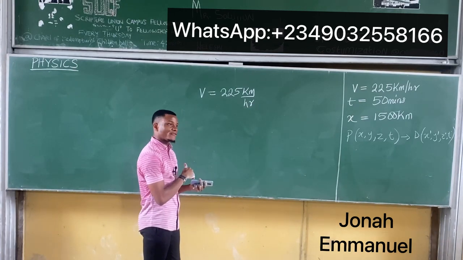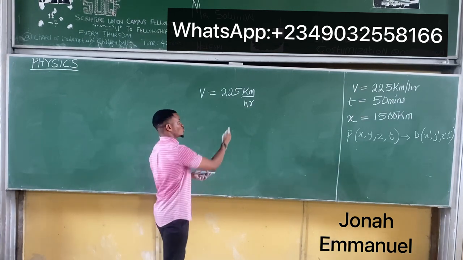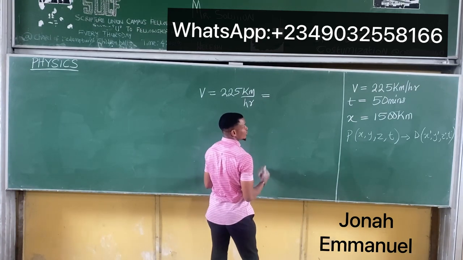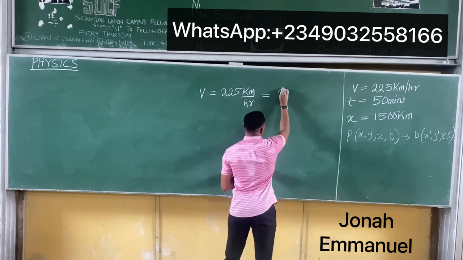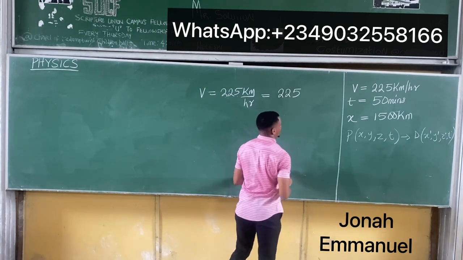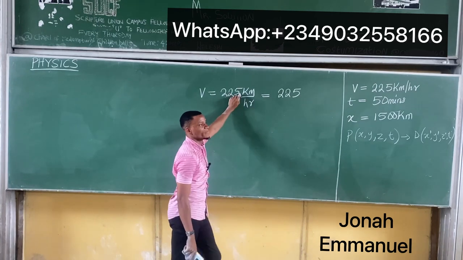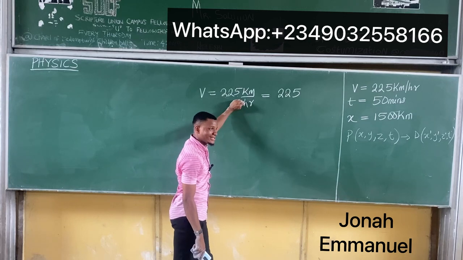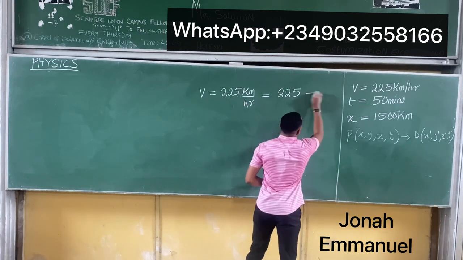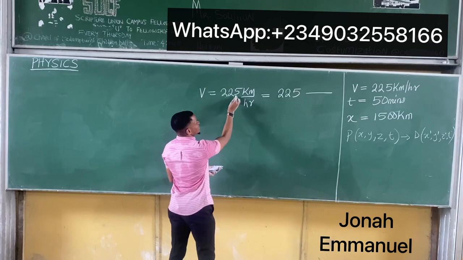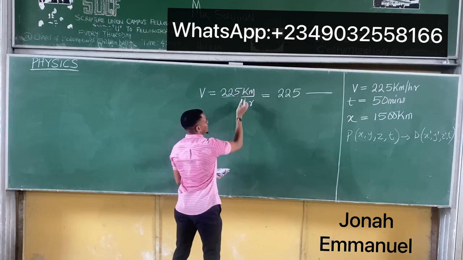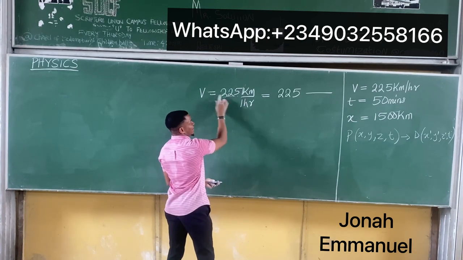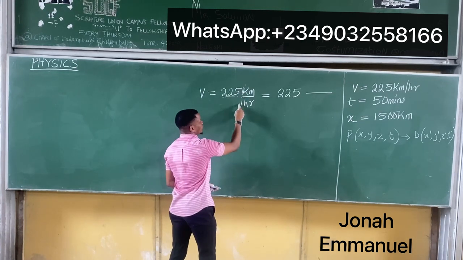Separate the numbers from the units. So 225, this will be equal to, your next task is to repeat the number. Repeat this, what do I have there? 225. Of course, if I want to convert kilometer to its basic unit, it becomes meter. Hour is time, that becomes seconds. When I separate the number from the unit, I will assume here to be 1 and 1.